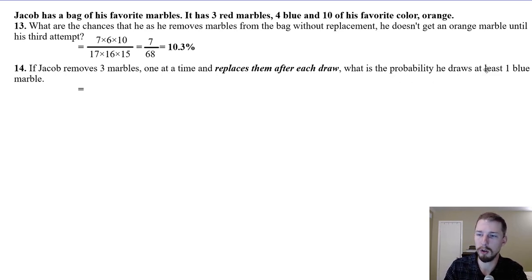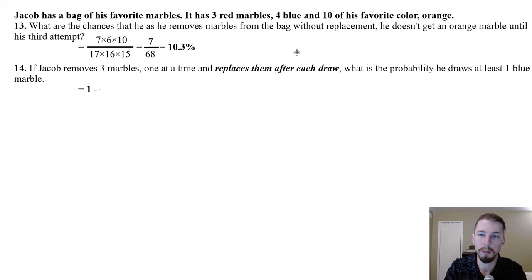What's the probability he draws at least 1 blue marble out of the 3? So if we see at least 1, that means it could be 1 marble that's blue, 2, or all 3 of them are. So instead of finding those separate probabilities, we're going to use the complement rule. So we're going to do 1 minus the probability that he doesn't get any blue at all, which would be the only way that this doesn't occur.